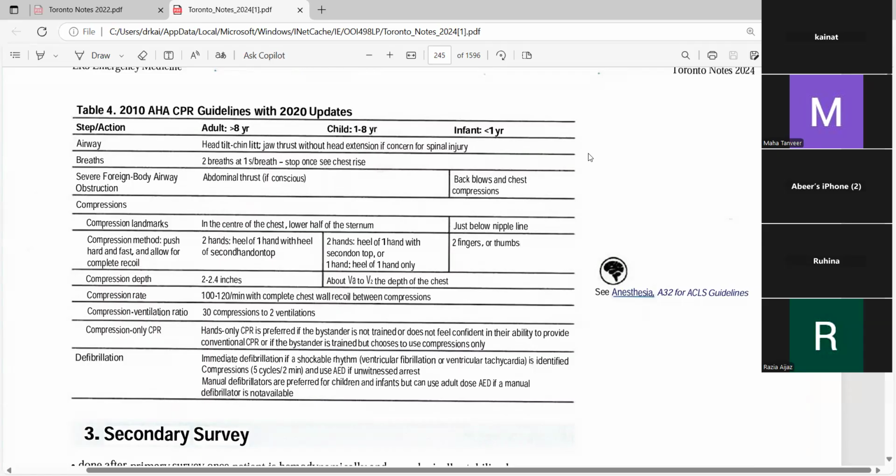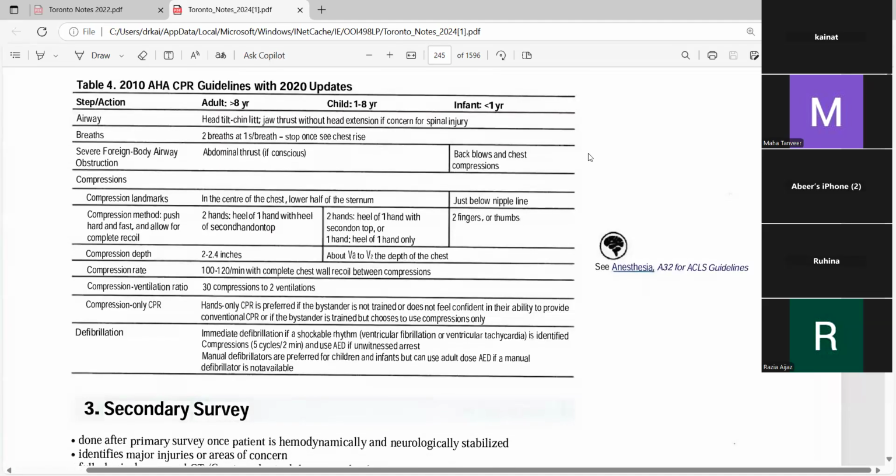Then coming to the compression, you can see how you're going to do it for the adults, child, and then for the infants. It's kind of different. For the adults, we use both hands. Even for the child, we use both hands, or sometimes one hand. But in infants, we use two fingers. Then the compression rate is basically 100 to 120. These are the kind of questions they do ask in MCQs, okay?